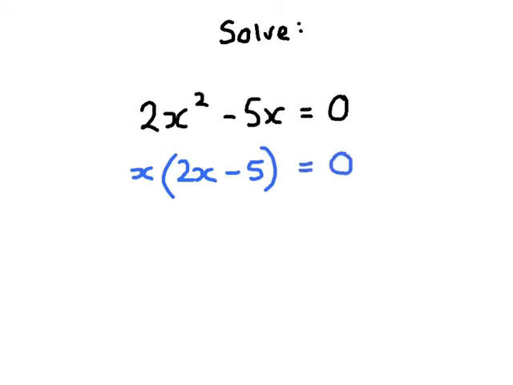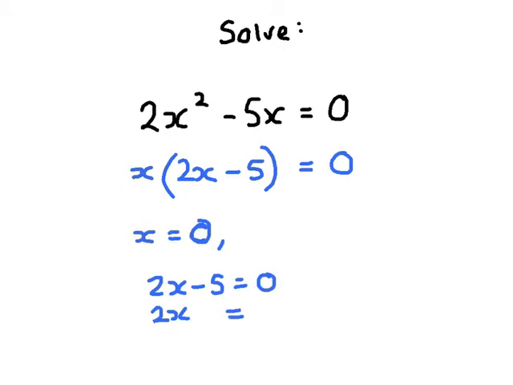Now, the same rules apply. If 2 things multiplied together give me 0, then either this must be 0, so one of the answers must be x equals 0, or the other answer will be when 2x minus 5 equals 0. And if that's the case, 2x would have to be 5, in which case x would be 2.5, or 5 over 2.